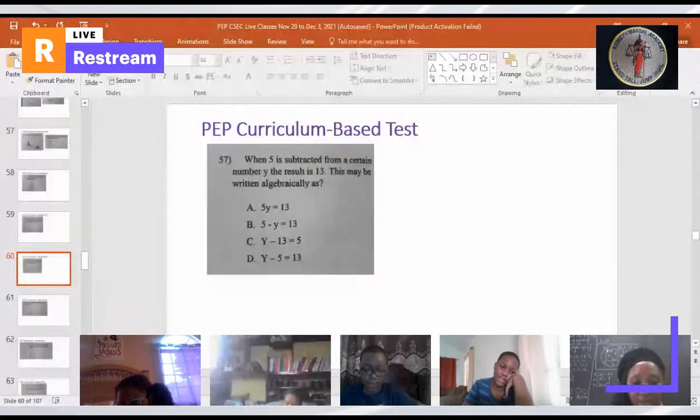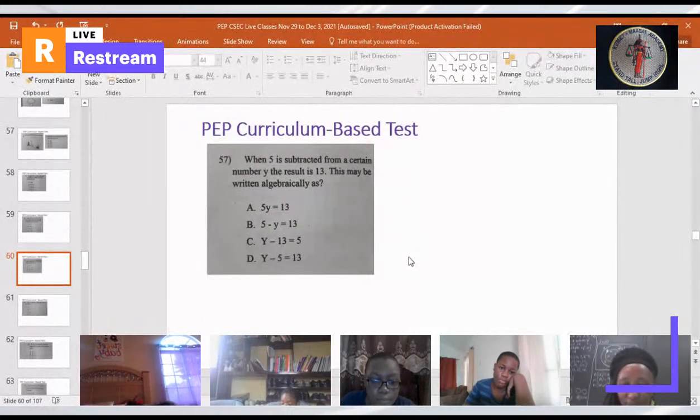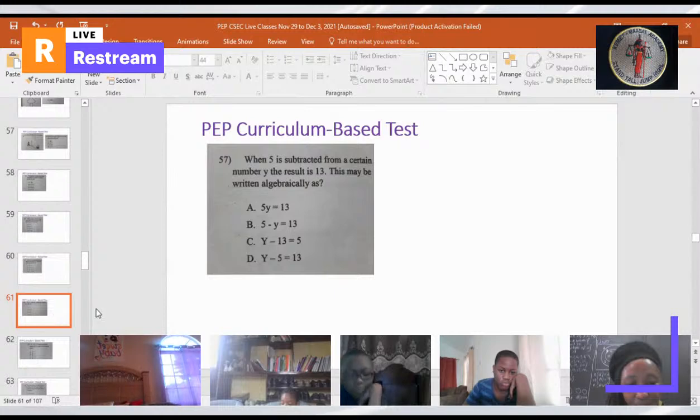5 is subtracted from y, not y subtracted from 5. So it has to be B? D, right? D is the answer. For B, it would have been y is subtracted from 5. But it says 5 is subtracted from y. So the answer is D.